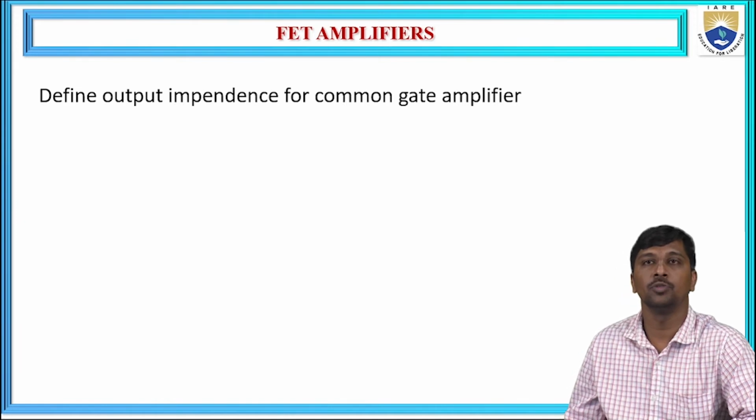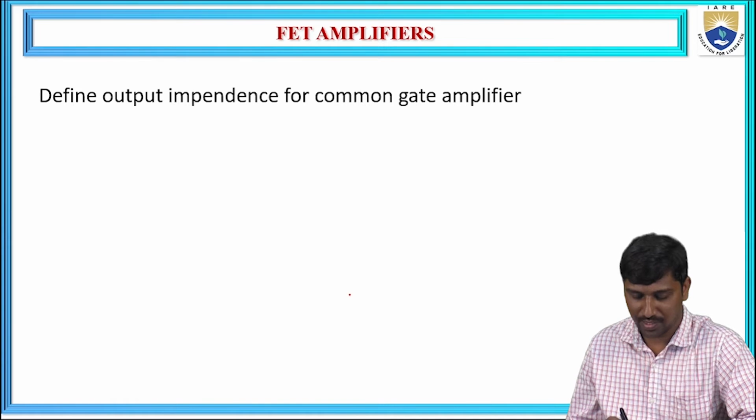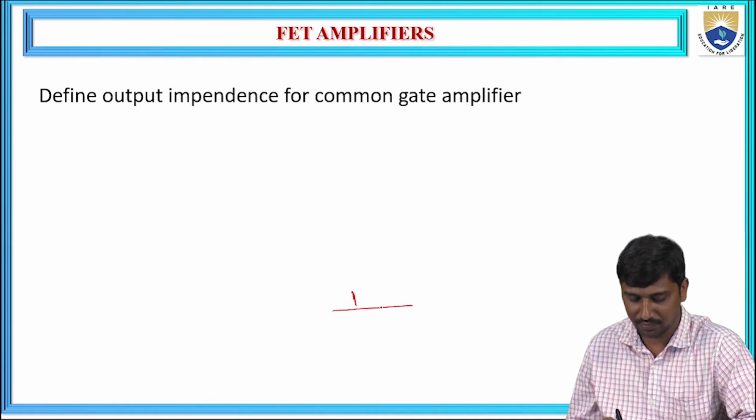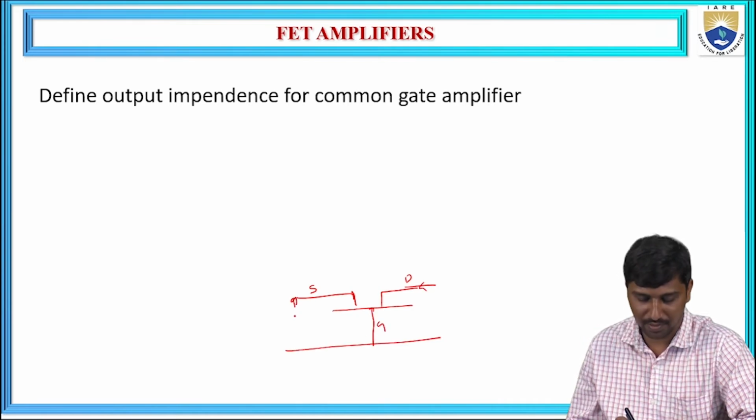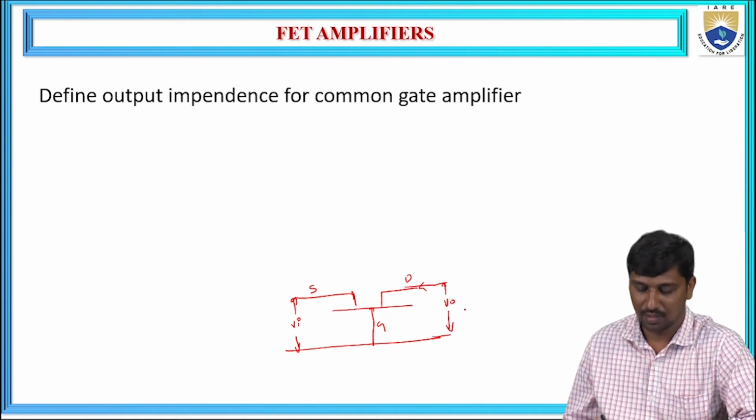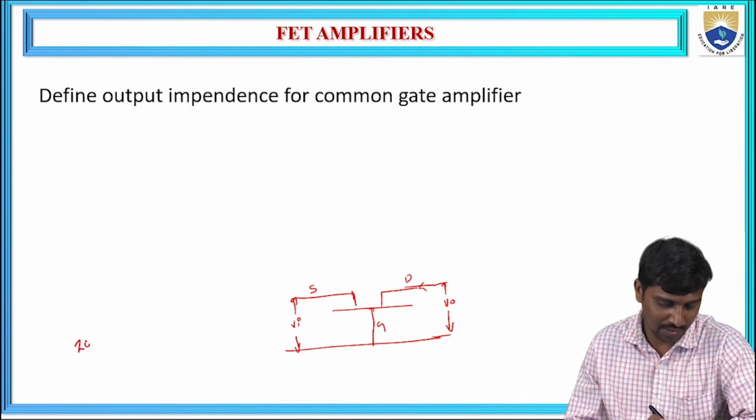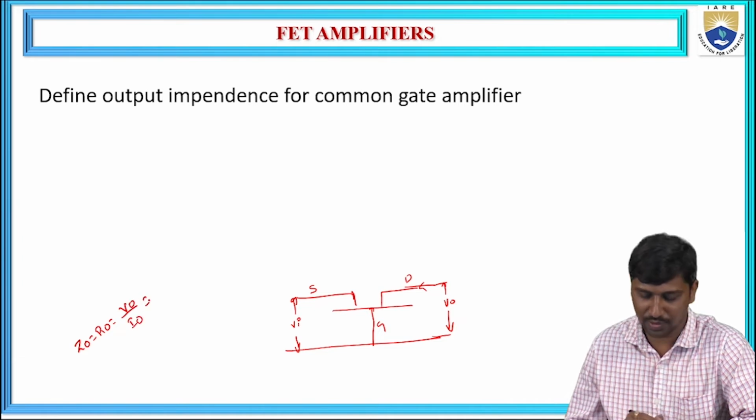Now define the output impedance for a common gate amplifier. For this case, again we need to consider the source, drain and the gate. The gate is common, with the input voltage and this output voltage. So here we are representing that output impedance means Z naught or R naught. It is defined as the output voltage to the output current.